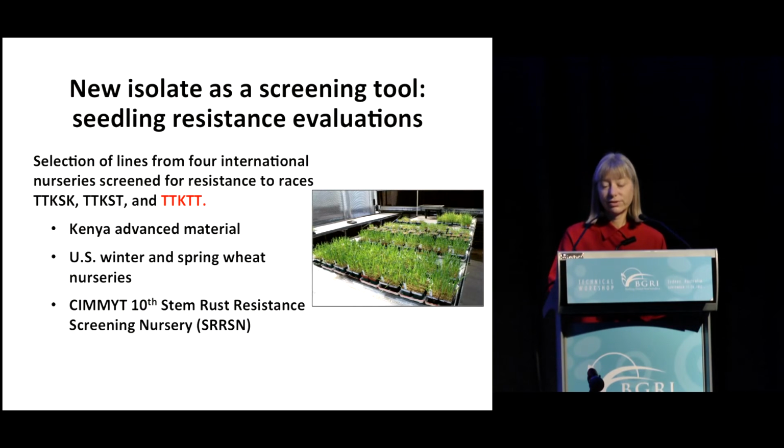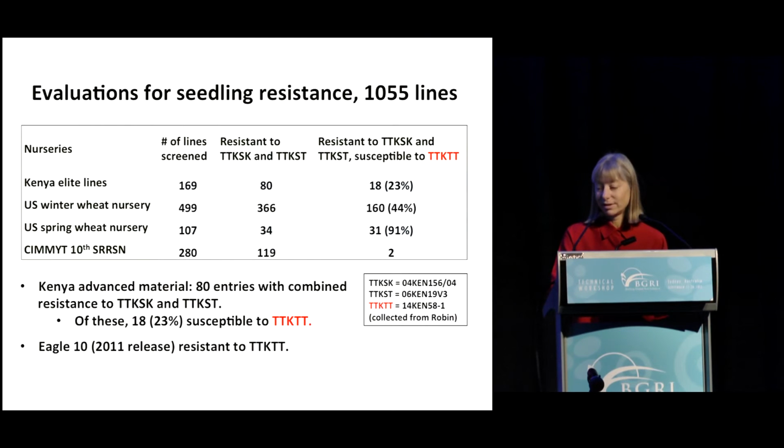The final set of results I'll show use the new isolate as a screening tool for seedling resistance evaluations. Selections of lines from 4 different international nurseries were screened for seedling resistance to races TTKSK, TTKST, and the new race TTKTT. The 4 nurseries include the Kenya Advanced Material, US Winter and Spring Wheat nurseries, and the CIMMYT stem rust resistance screening nursery. In total, 1,055 lines were evaluated. The results are shown here by nursery.